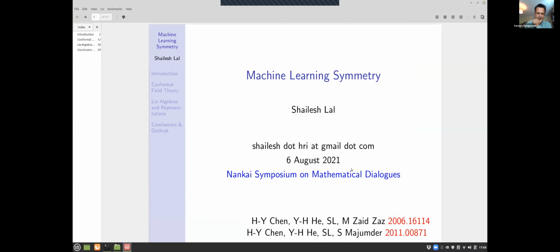Move to the next talk, which is by Shailesh, who will be telling us about machine learning symmetry.